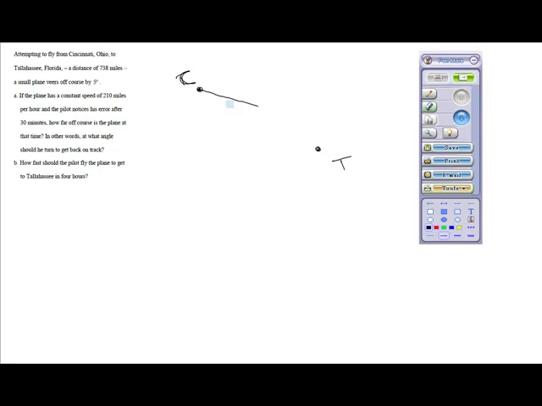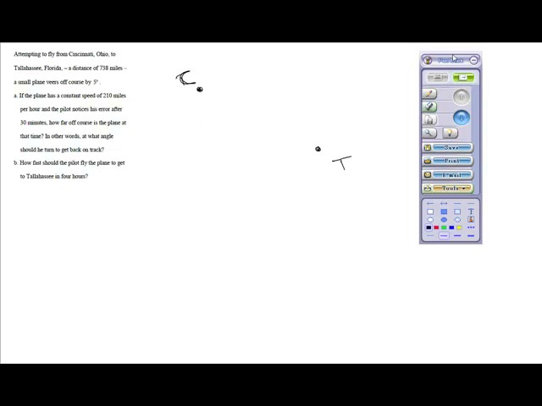In this problem, we're told that a plane is headed from Cincinnati, Ohio to Tallahassee, Florida. So I will just go ahead and mark them, trying to make it somewhat geographical. So this would be Cincinnati up here, and we'd have Tallahassee somewhere down here. And we're told that the goal is to take this path.